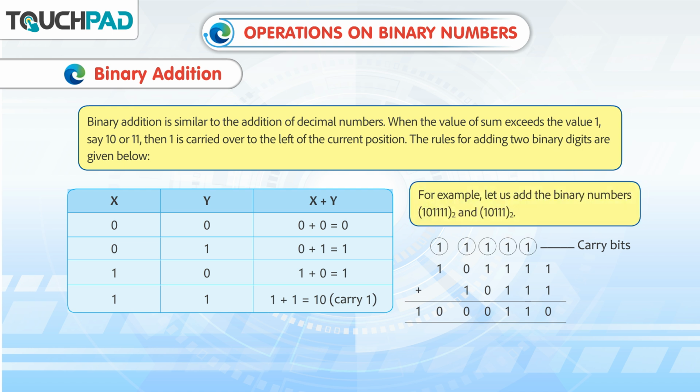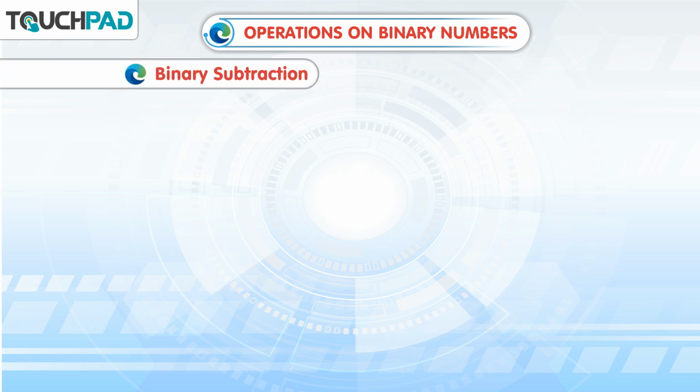For example, let us add the binary numbers 101111 with a base 2 and 10111 with a base 2.